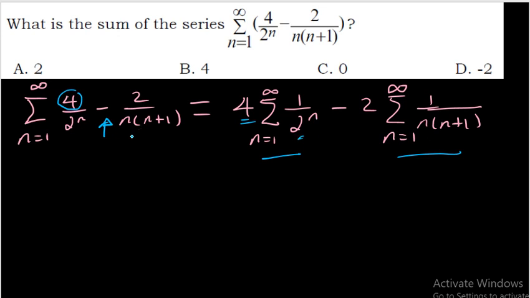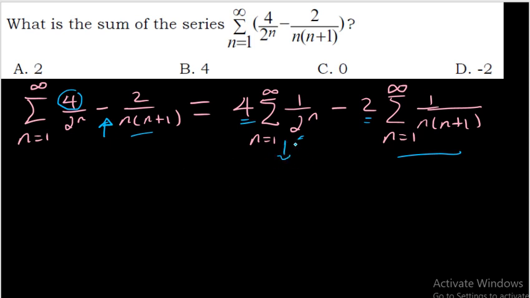When you come to the second one, there is a 2 as a numerator. We can bring it out, and what remains is 1 over n times (n plus 1). Then our next step is to do each part alone. The first sum, let's complete it first.